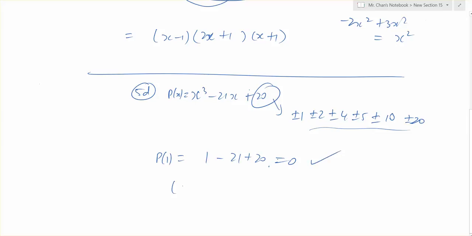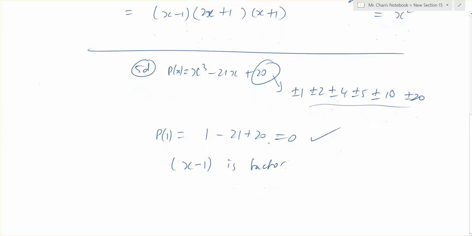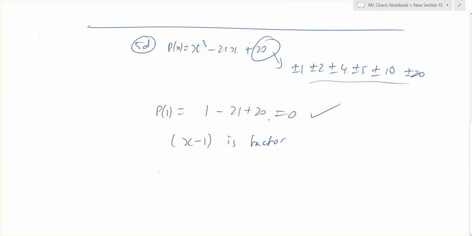So we know that x minus 1 is a factor. Now, again, if I'm doing factorization by inspection, I look at the x cubed term. We've got x cubed, so x times what gives you x cubed? It has to be x squared. Look at the constant term. Negative 1 times what gives you positive 20? It has to be negative 20, because negative 1 times negative 20 gives you positive 20.